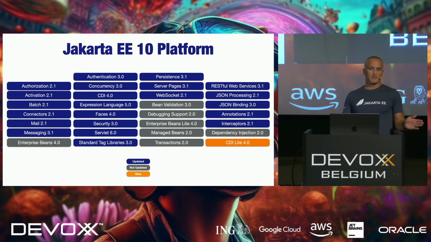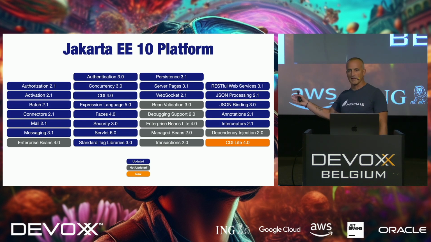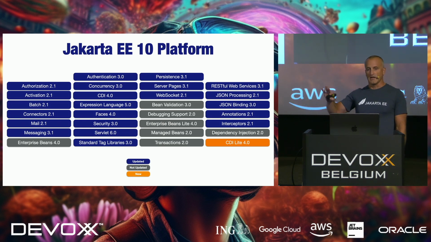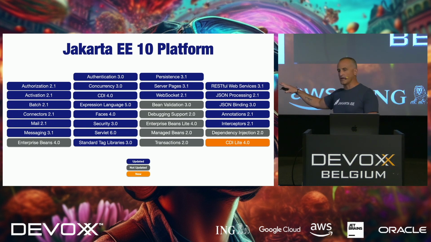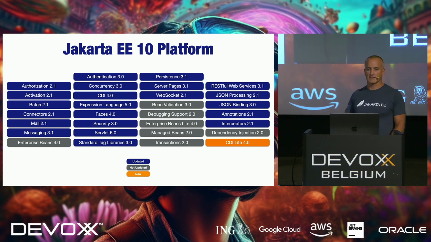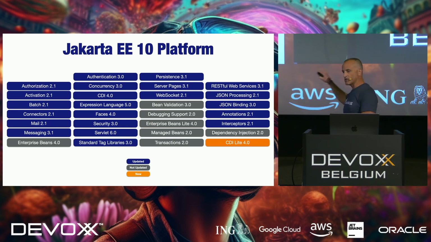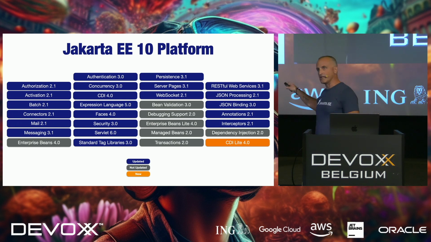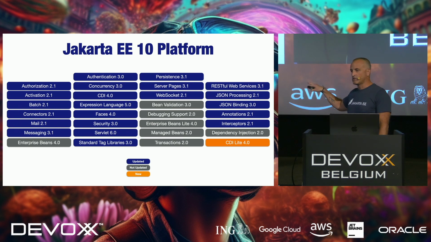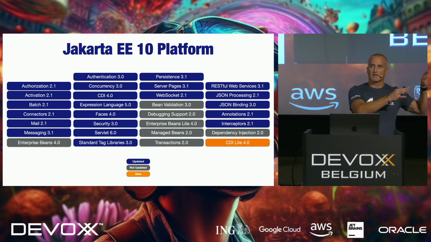And Jakarta EE 10 received a lot of updates. All the blue specifications here were updated in Jakarta EE 10. Some of them are more relevant to Spring than others, so I won't go through all of these. I'll just pick a couple later. But as you see, it was a general update across the platform. There is a new specification down in the corner called CDI Lite, and that enables us to take the dynamic features of CDI and resolve them at compile time so we can build native images with Jakarta EE as well.